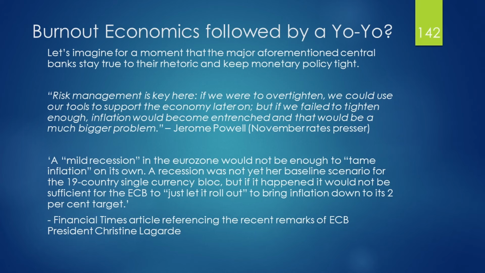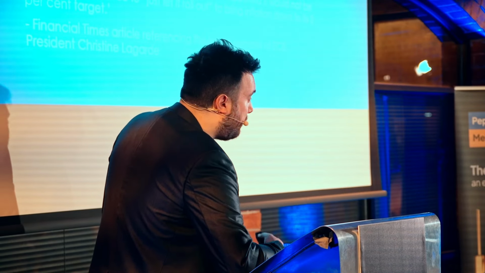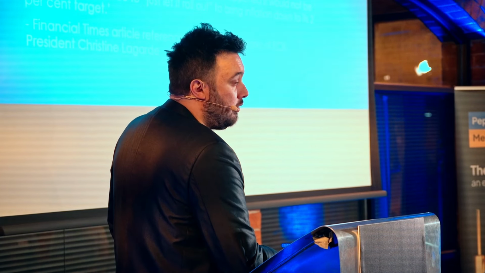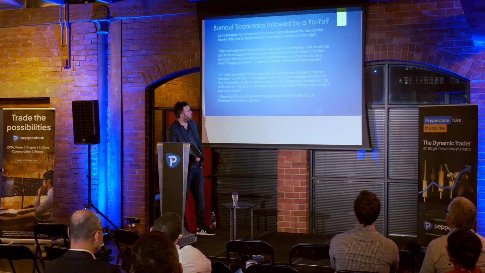Risk management is key here. If we were to over-tighten, we could use our tools to support the economy later on. But if we failed to tighten enough, inflation would become entrenched, and that would be a much bigger problem. Those words were recently echoed by Bill Evans at Westpac, talking about the RBA's approach to rates, and basically that he thinks, and Westpac thinks, that it should be more aggressive.